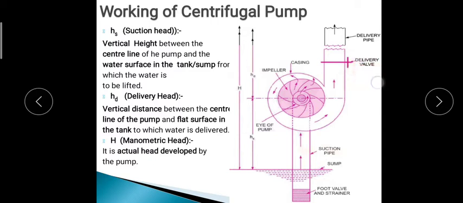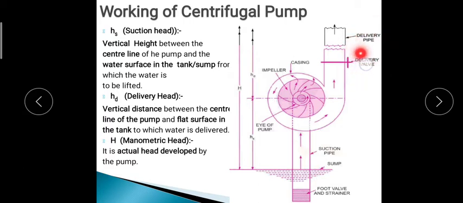Now the delivery valve. What is the delivery valve? By the name you will get to know that it is a valve which delivers the water to the overhead tank, allowing the water to flow to the overhead tank. This delivery valve is only open when high pressure is developed inside the impeller. Otherwise, till then, it is closed.